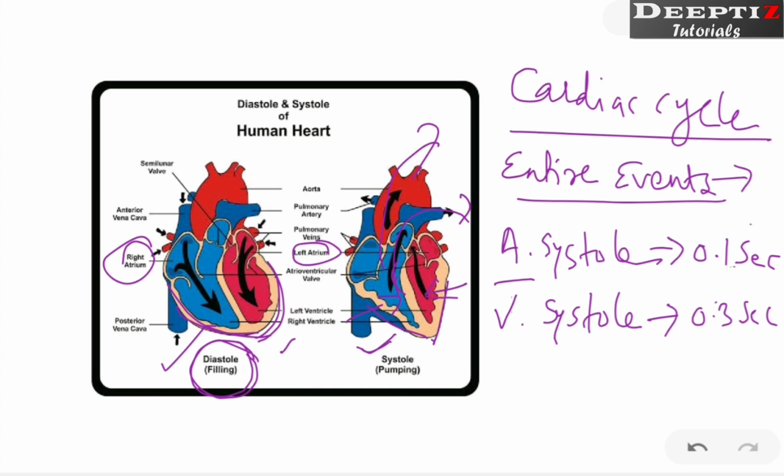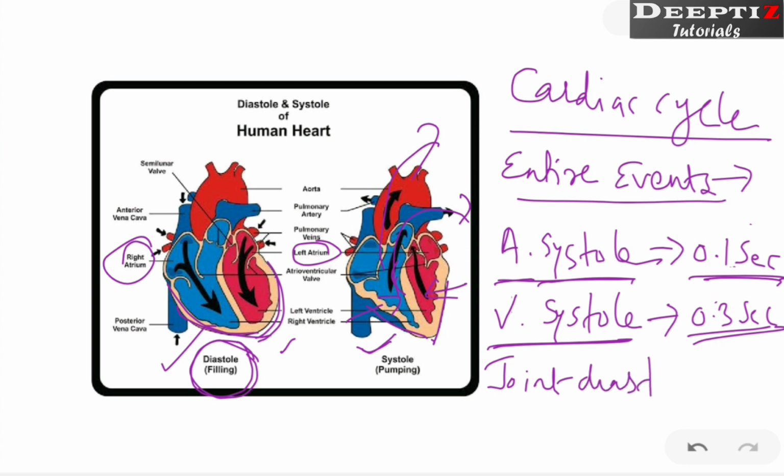So here what happened? When the auricle was contracting, systole is contraction, right? It was for 0.1 second. Ventricular systole, that means the ventricle contracts for 0.3 second. Now immediately after that, what happens? There is something we call joint diastole.